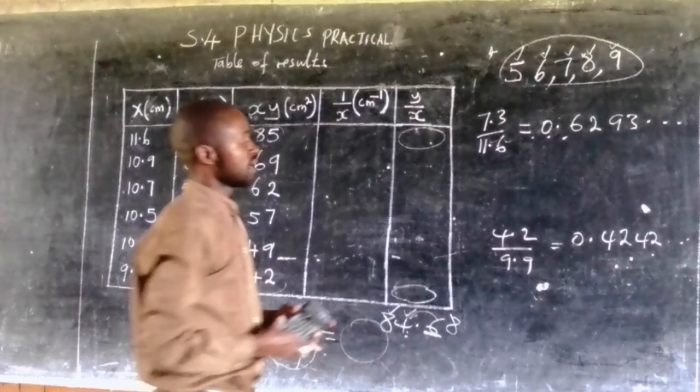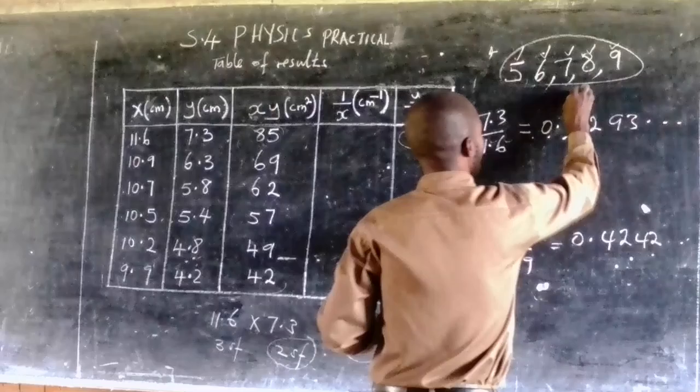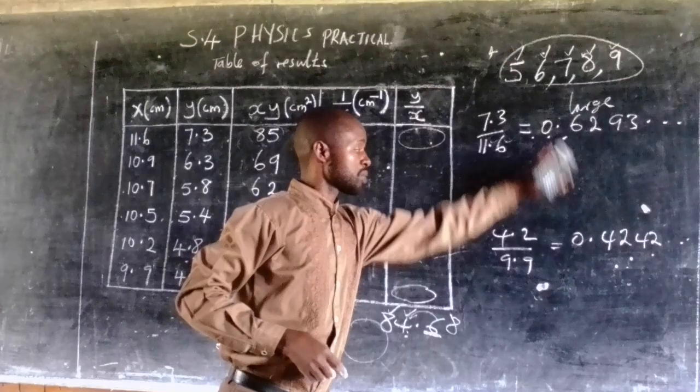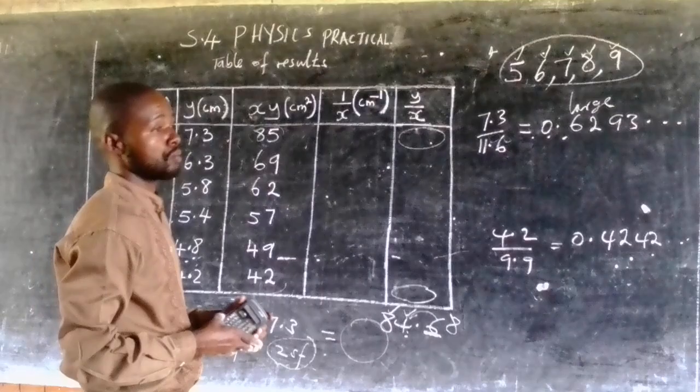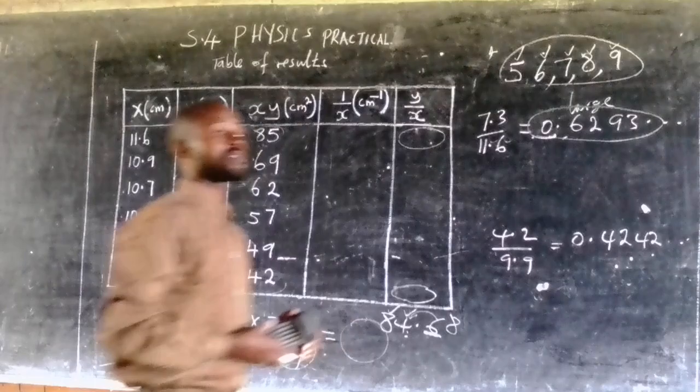So look at this one and this one. Where do we have the largest answer? This is the largest answer. When you compare this and this, this one is big. The answer here is bigger than this. So the rule is saying we start with the big answer. Now what we are going to do, before we write this answer, we don't write it anyhow, just because I have now obtained the large answer.